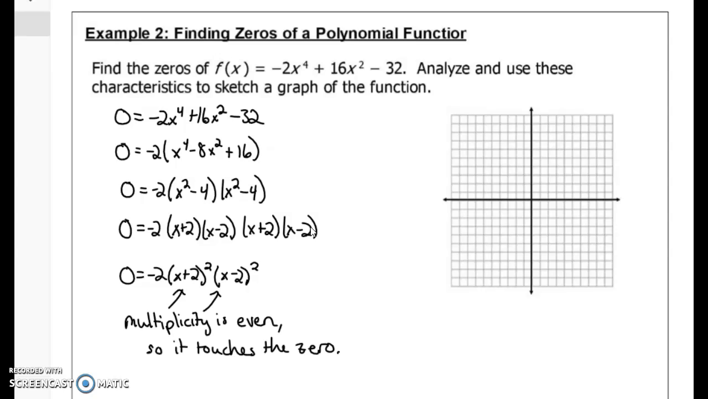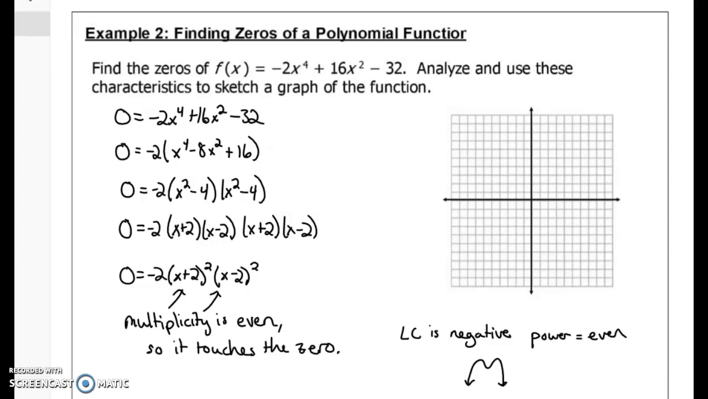Taking from what we learned in the beginning of chapter 4, we learned that if the leading coefficient is negative and the power is even, it has a general shape like this. We learned about end behavior. So it has that general shape.